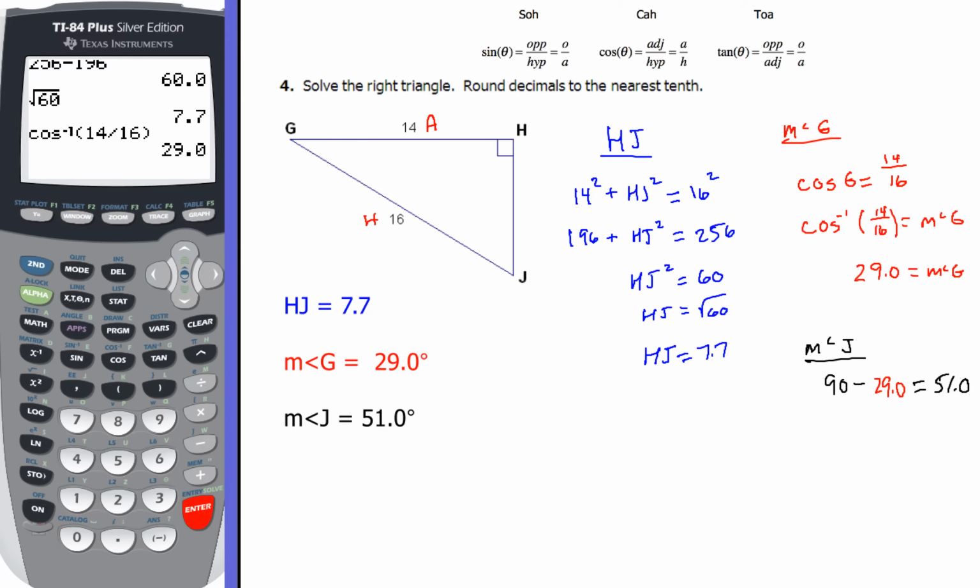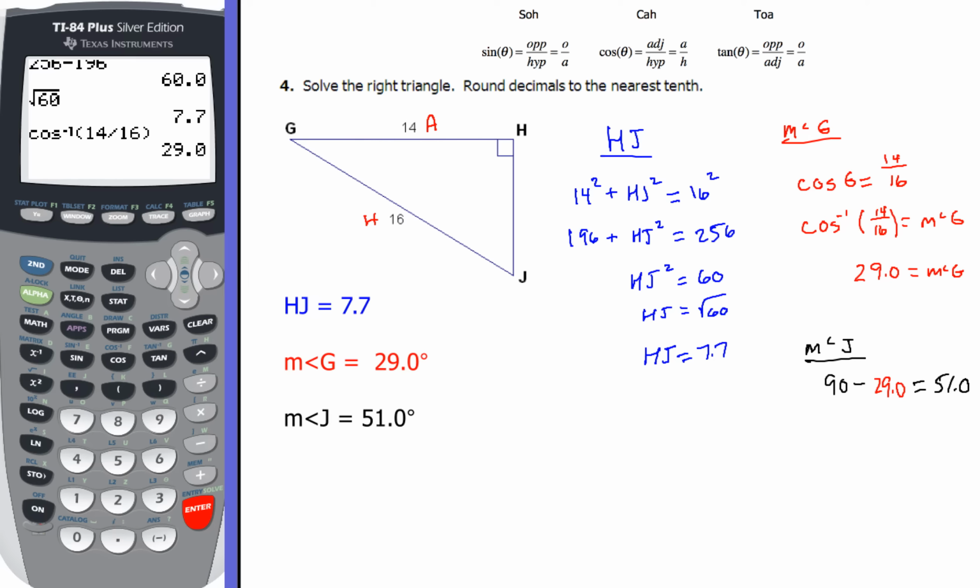So here we go trying to find HJ. You just had to use Pythagorean Theorem for that one. 14 squared plus HJ squared equals the hypotenuse 16 squared. Working through our arithmetic, when we subtract 196 from both sides and then take our positive square root, you end up with HJ having a value of 7.7.